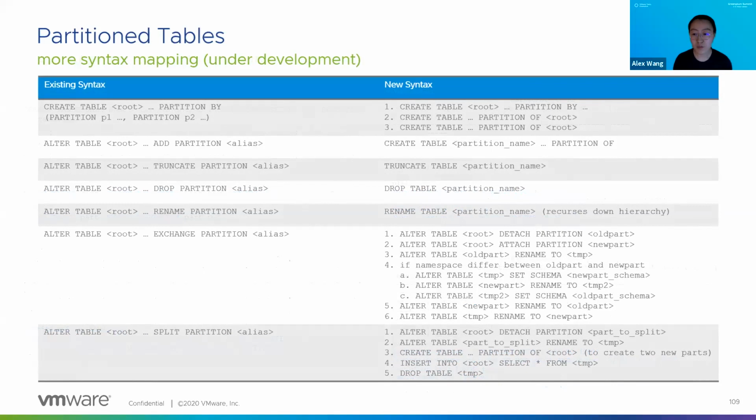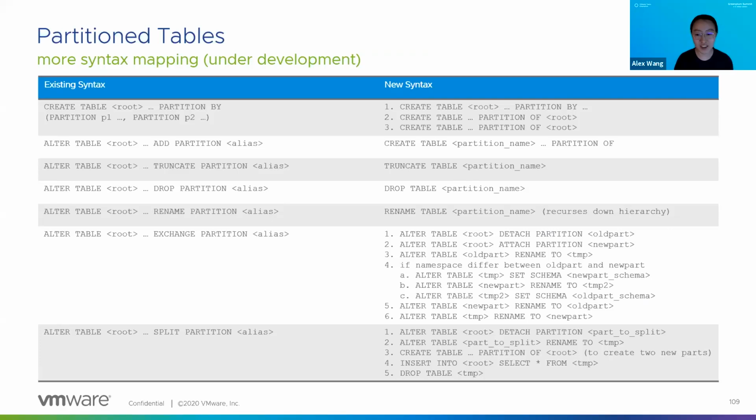And here are more examples of how to map the existing syntaxes to the new syntaxes. We've talked about create table, and there are a couple of alter table operations like add partition, truncate partition, drop partition, rename partition. These are all pretty straightforward. We can now simply perform the same operations on the partitions directly. And then for exchange and split partition, it looks a little complicated, and they're also still under development and discussion. But I think the point is that for most cases, attach and detach partition are really what you want rather than exchange and split partitions.